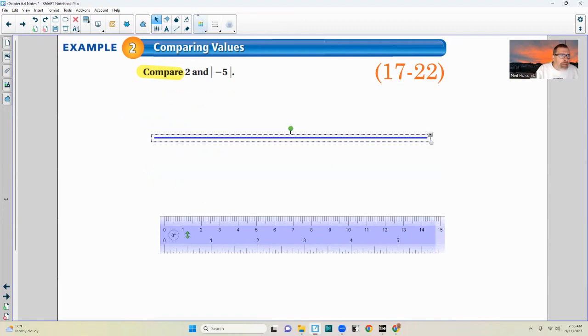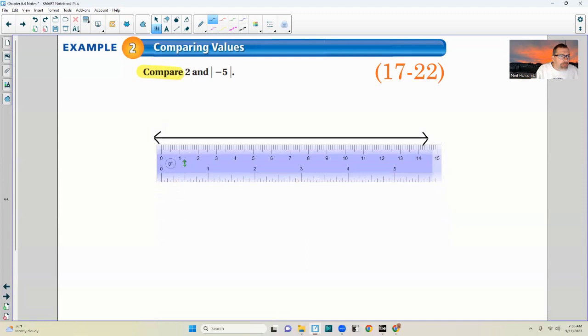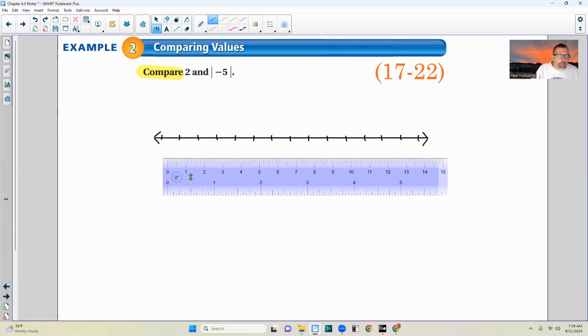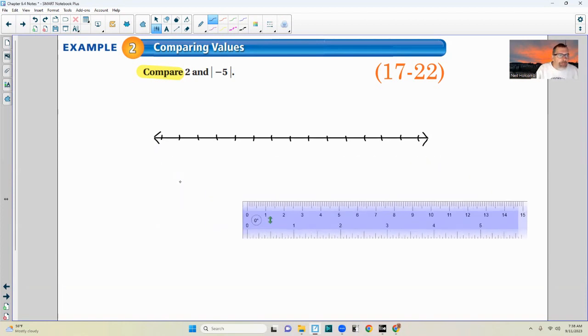Okay, let's make that black. And then put arrows at the end. Okay, very repetitive. And then every centimeter, I'm going to put a mark. Okay, so there's our number line. So I will put, let's see, I'm going to start with -6 over here because my smallest number is -5. So I'm going to start at -6, -5, -4.